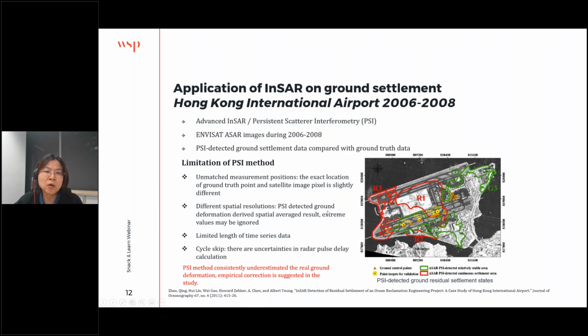And for this, they compare with the published measurement data in 2006. Unfortunately, because of the limited length of the time series data and other factors, it seems that in this study, the PSI is not well matching the field measurement data.